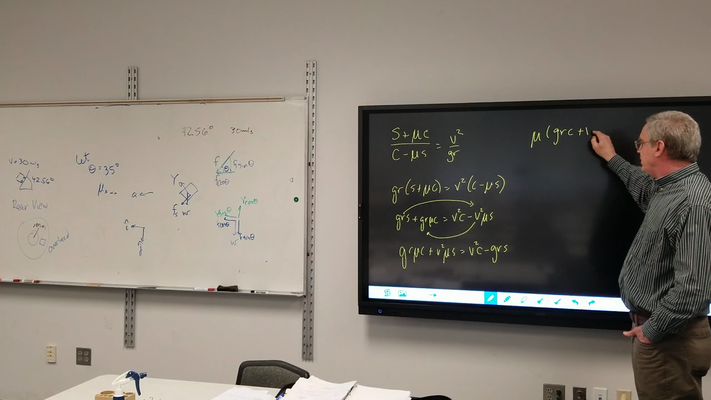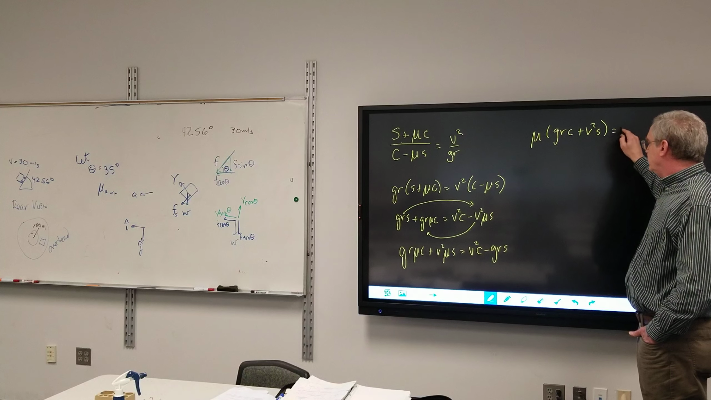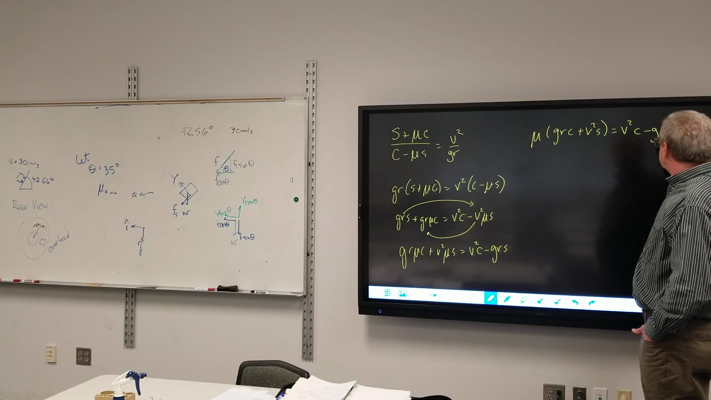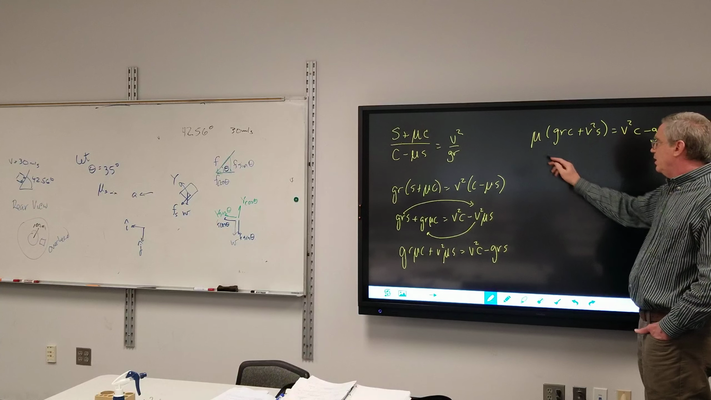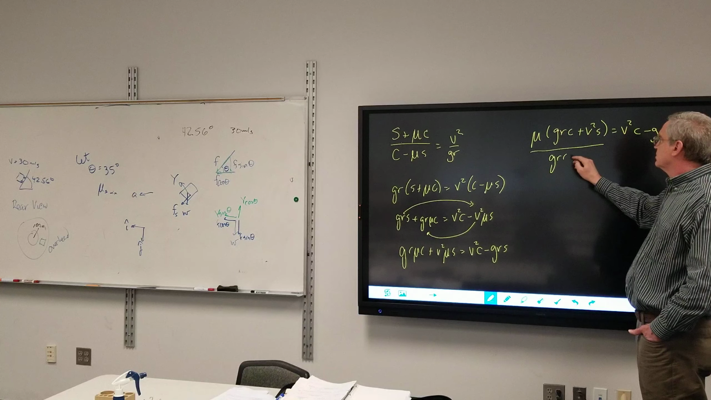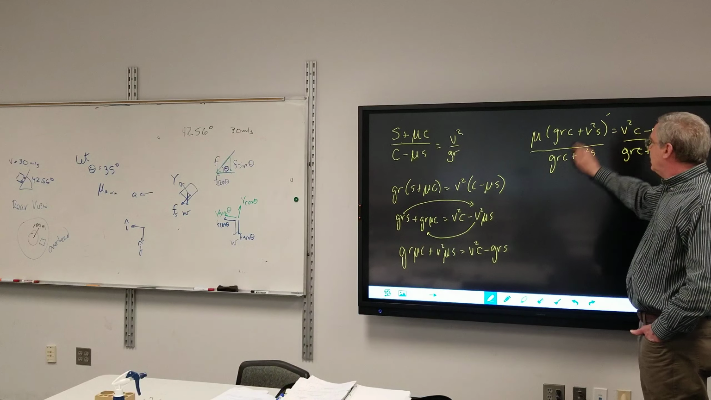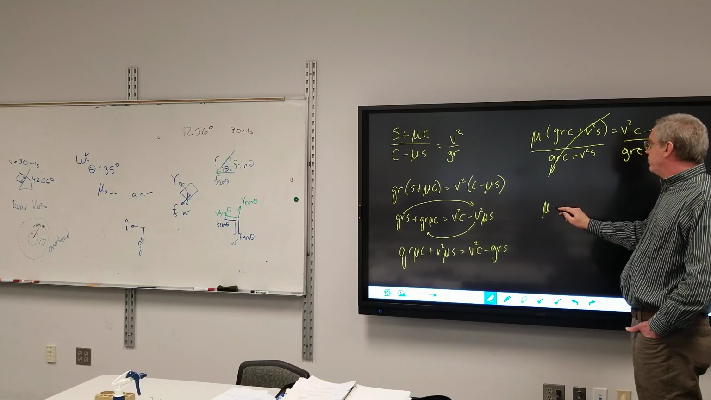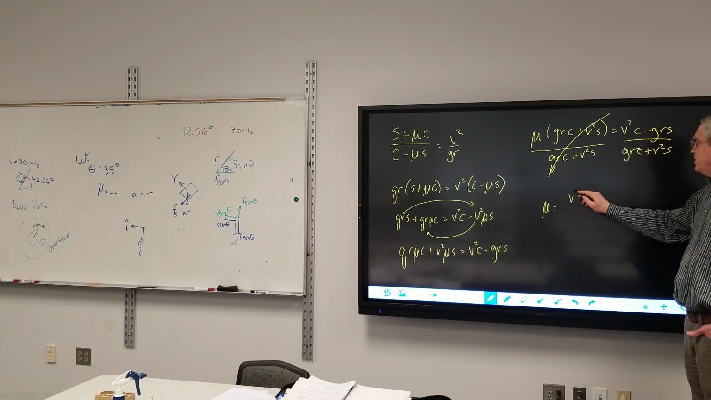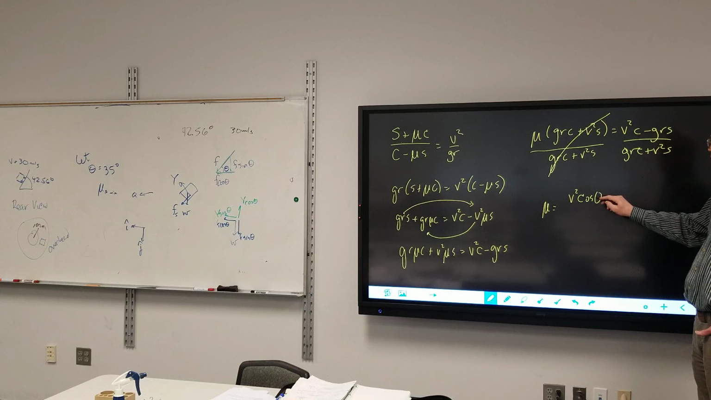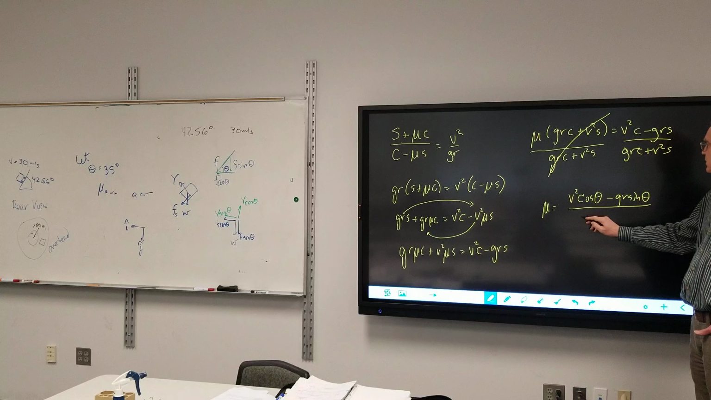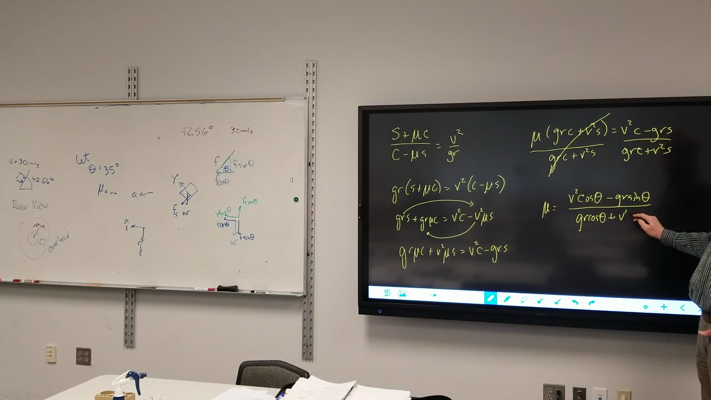c plus v squared s equals v squared c minus grs, and isolate. And so now my formula for mu for this particular problem is v squared times the cosine of theta minus gr sine of theta, divided by gr cosine of theta plus v squared sine of theta.